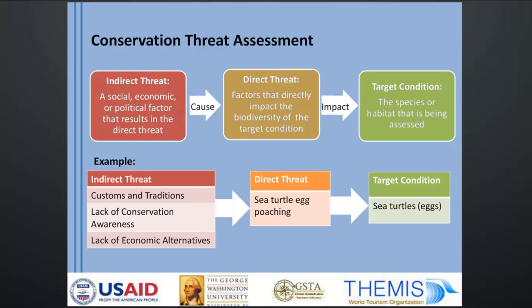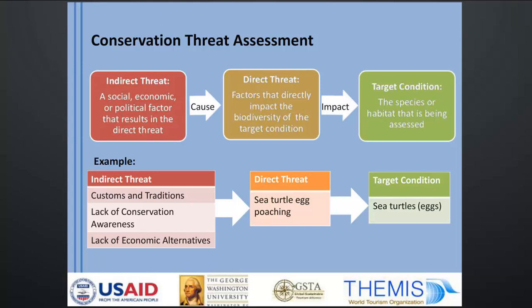The second step is to take one step back. Here we see in the middle box to the left of the target condition, and that's to identify the direct threats to that target condition. These are factors that directly impact the biodiversity of the target condition.